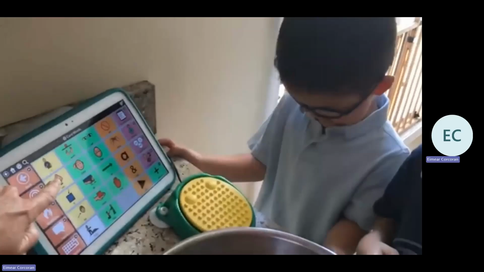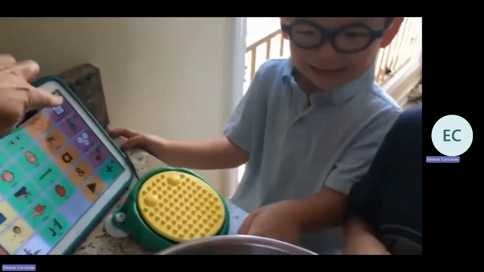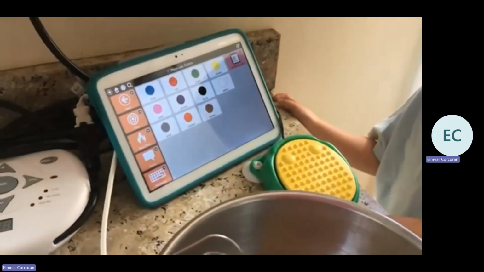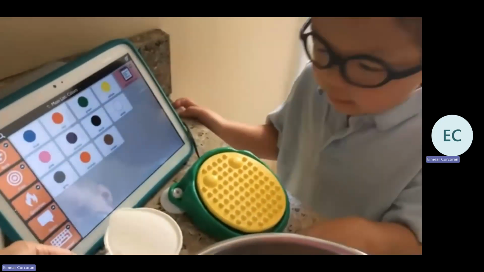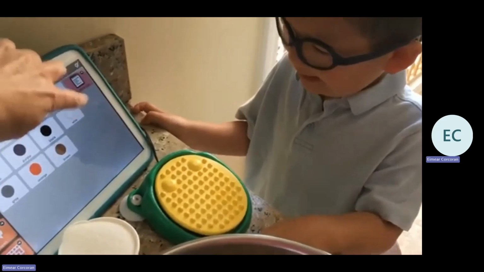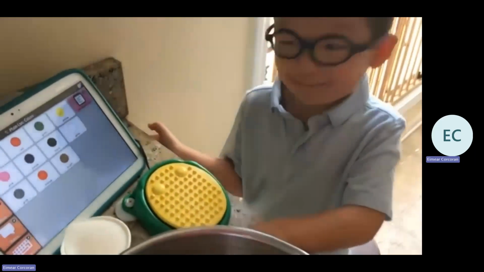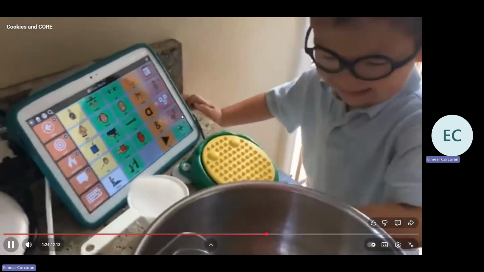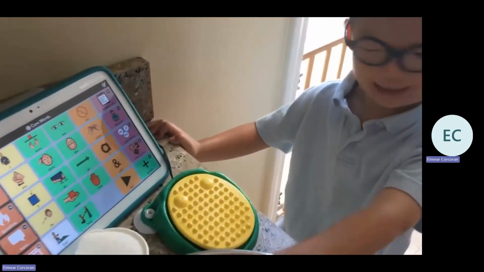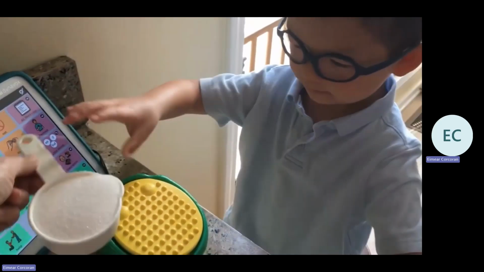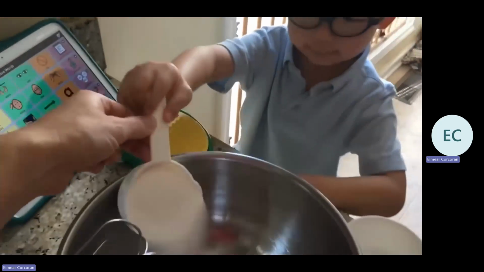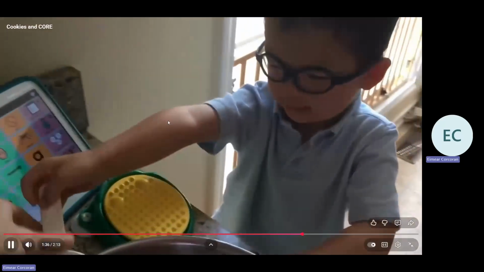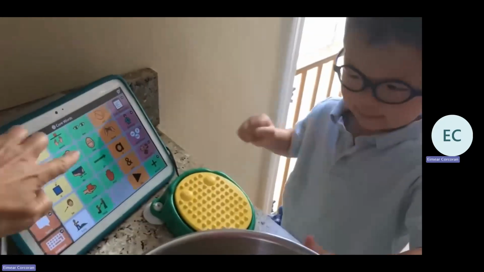Philip, do you want to put in some sugar? Yes? Okay, let's look over here. There's one more sugar left. Let me show you. Here's the sugar that needs to go back. This is white sugar. And let's go to core. You can say, I want to put it in. Yes, good job. Okay, Philip, here. You can put it in. Yay, very good.